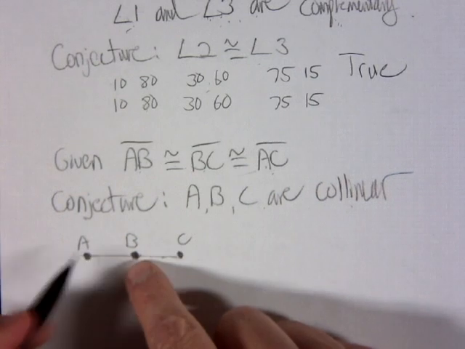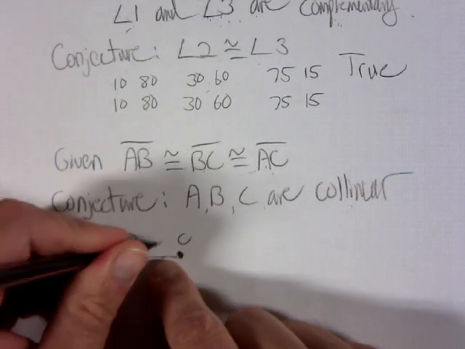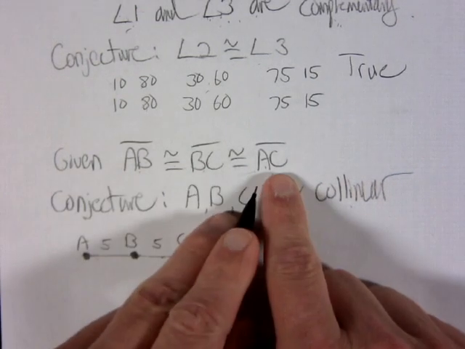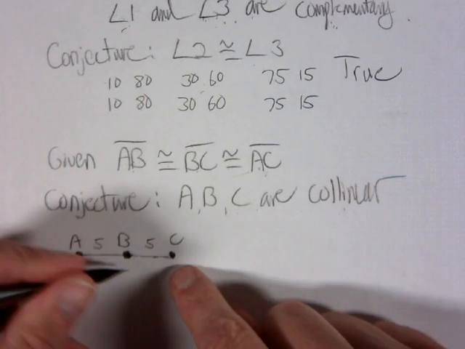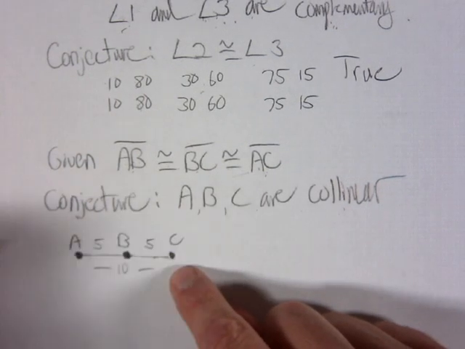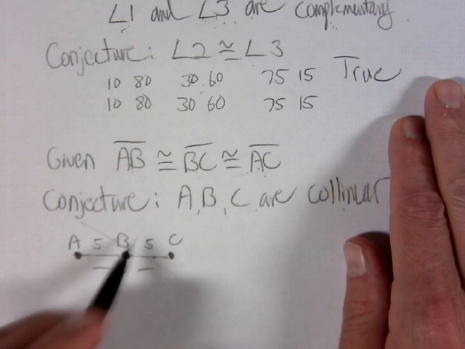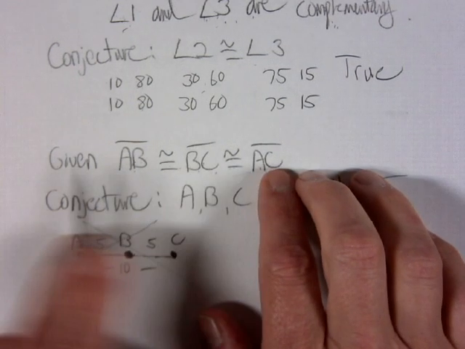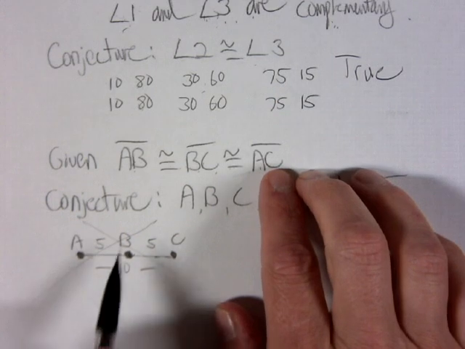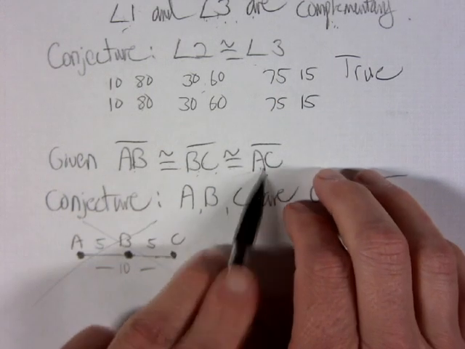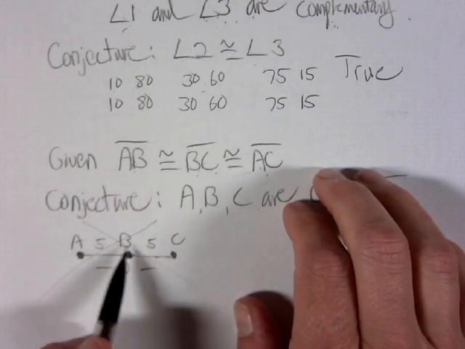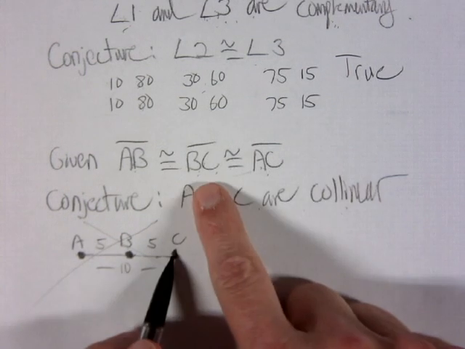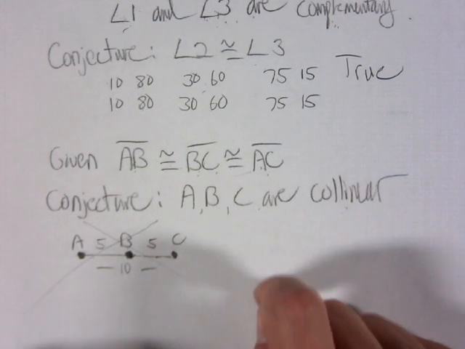So let's say AB was 5. Let's say BC is 5. But AC would not be 5. AC would be 10. 5 plus 5. So this is not going to work, okay, because the given information is not true in this drawing. Remember, all 3 of these have to be the same. So if AB is 5 and BC is 5, then AC also has to be 5.